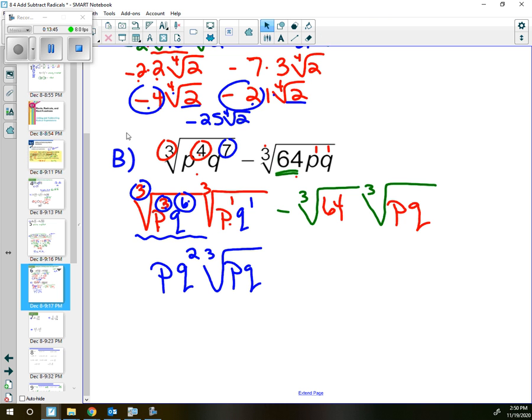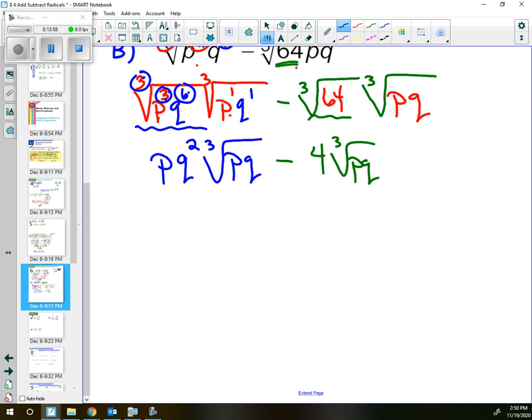All right, second one. Cube root of 64. What times itself 3 times gives you 64? Well, that's 4. And then times the cube root of PQ. Now this one maybe doesn't look as nice to you. It's not as decent of a number to deal with, but take a look at the radical here. Those are actually the same, right? They're both cube roots and they're both a p and a q. So we actually can combine their coefficients.